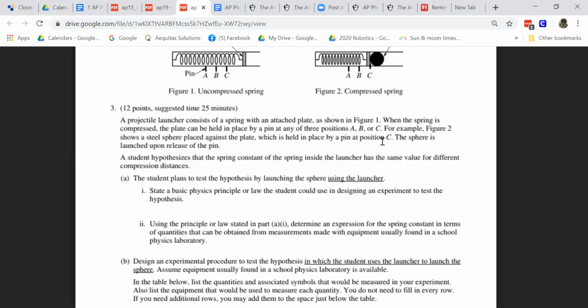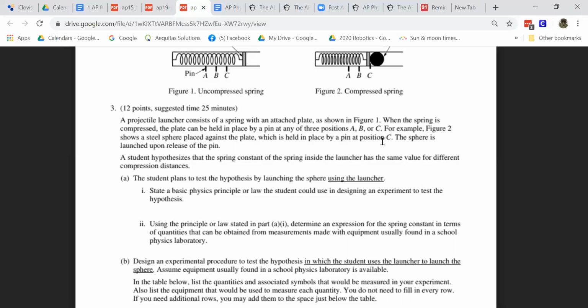A student hypothesizes that the spring constant of the spring inside the launcher has the same value for different compressed distances. The student plans to test the hypothesis by launching the sphere using the launcher. State a basic physics principle or law the student could use in designing an experiment to test the hypothesis. So, what basic physical principle or law?